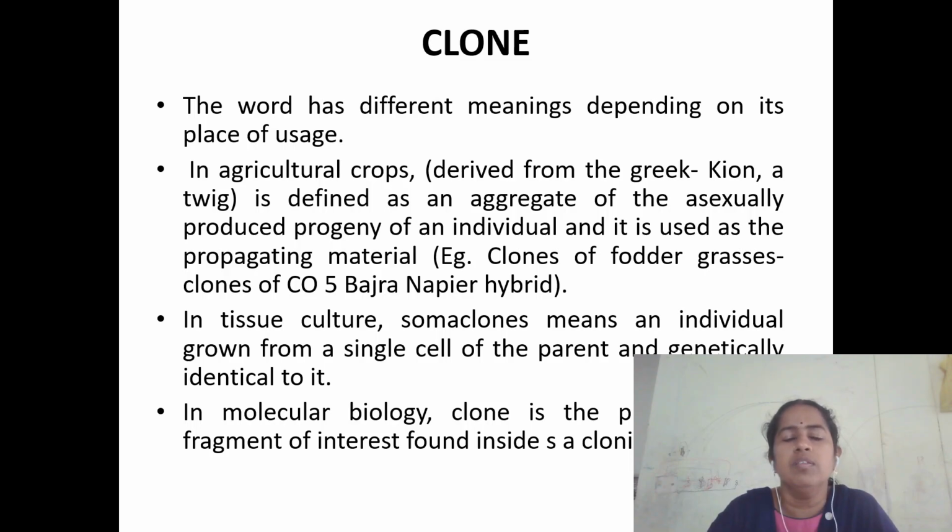Clone. This word is used differently in different aspects. In agriculture crops, a clone is a vegetatively propagated, asexually produced progeny of an individual that is used as propagating material. For example, in fodder grasses, in potato and all, we use clones. In tissue culture, a homoclone means an individual grown from a single cell of the parent and genetically identical to the parent. In molecular biology, a clone is a piece of DNA fragment of interest found inside a cloning vector.